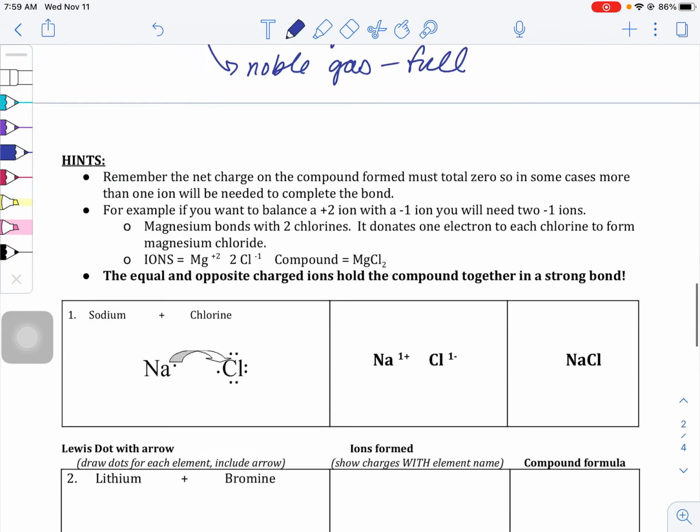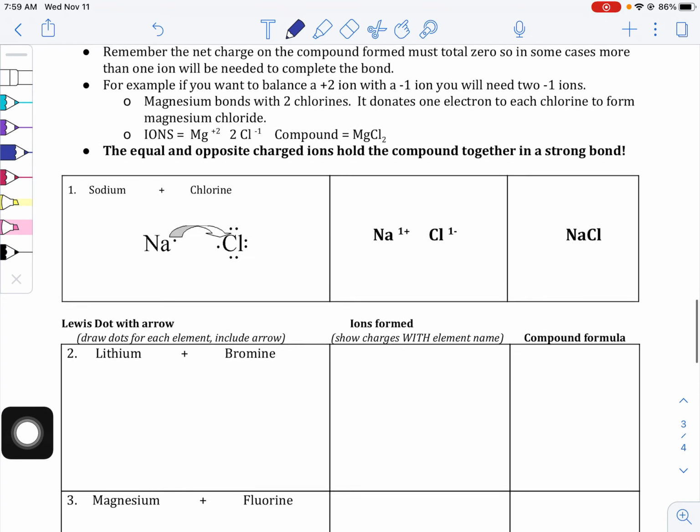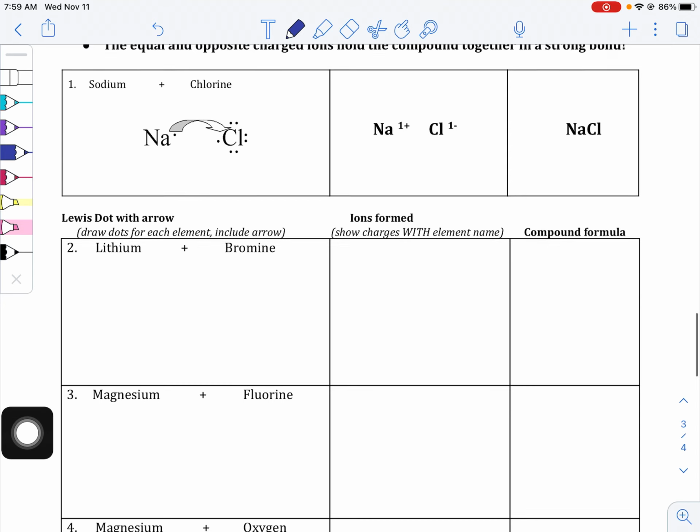So here we go. This was an example that we did through the notes, so it's there as a reference. I'm going to get 2 and 3 started going for you guys. So first step is going to be to draw in our Lewis dot. So we've got to find these on the periodic table, and remember that we're looking at the group number, which is straight up on the periodic table.